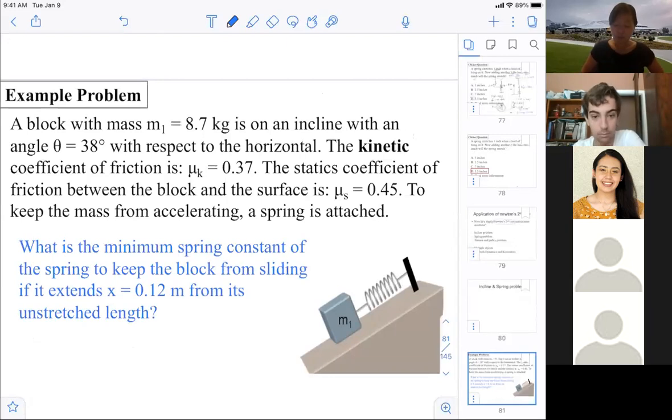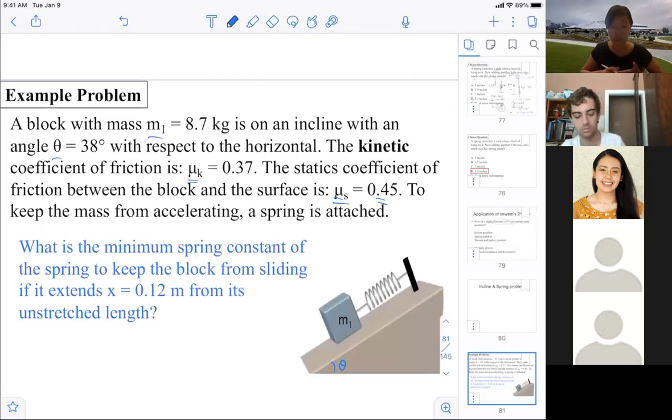So here we have, again, a box sitting at rest on a ramp, but the only one extra element is that we added a spring. The spring is now also pulling on the box, connected to the box. So we know the mass of the box, we know the angle, we know what mu of k is. That is how rough or how smooth the surface is for the kinetic friction. The static friction is also given, and is slightly different. And then we have a spring attached.